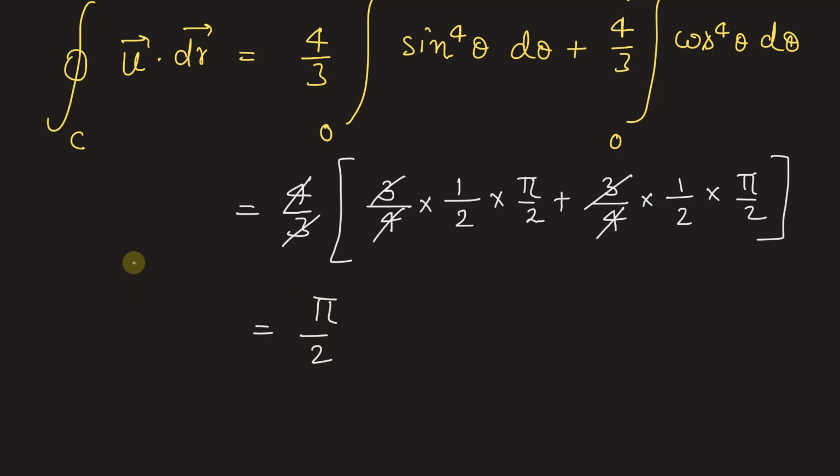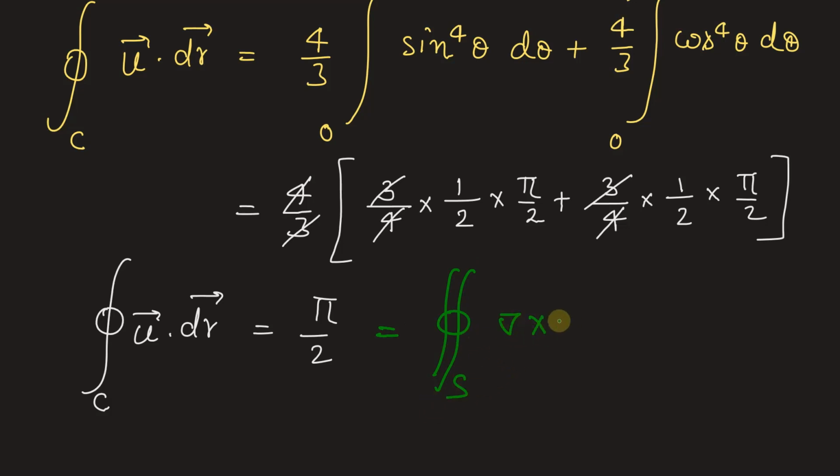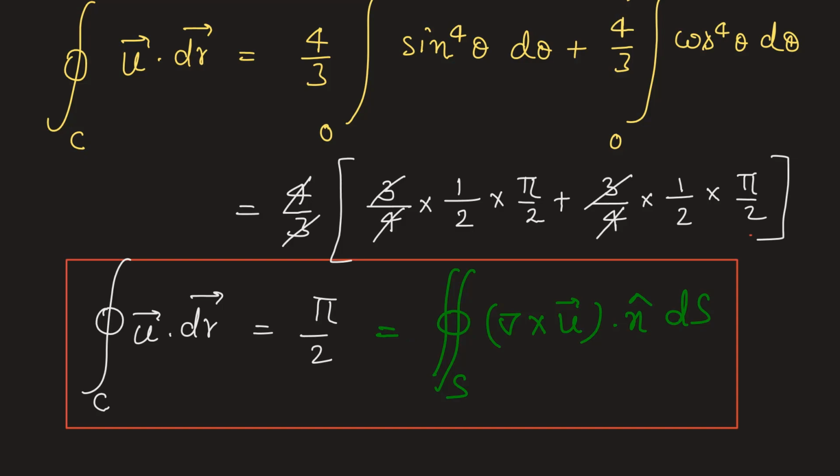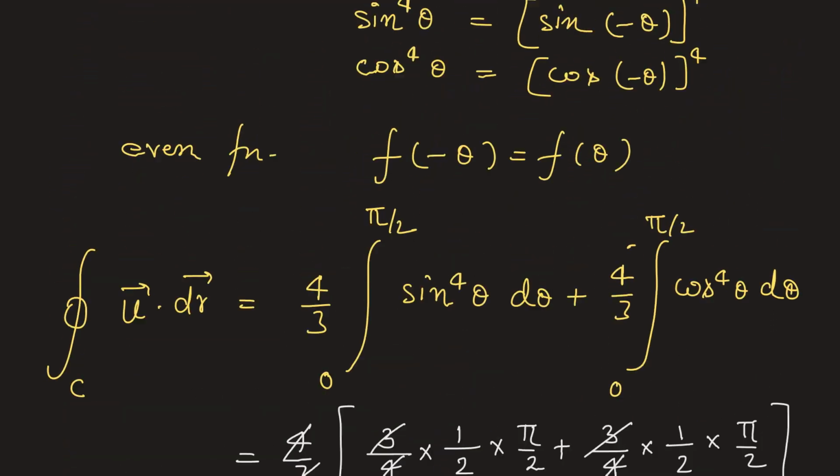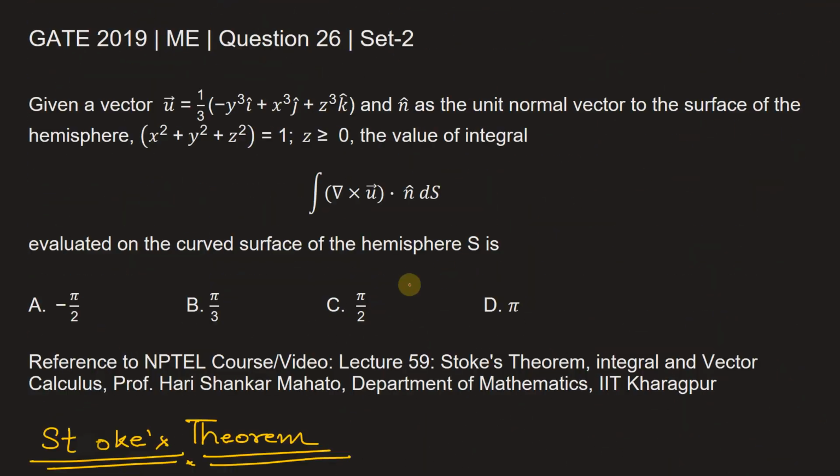So the value of this integral, the contour integral of u vector dot dr vector, is equal to pi by 2, which is also equal, using Stokes theorem, to the surface integral over S of del cross u vector, that is the curl of u vector, dot n cap ds, which is our required answer. Now let's go back to the question and match with the given options. We see here option C is the correct choice.